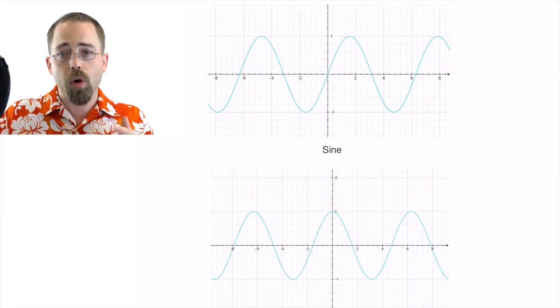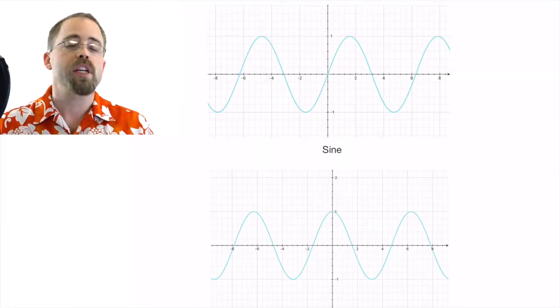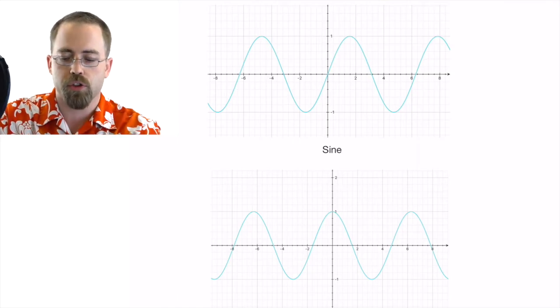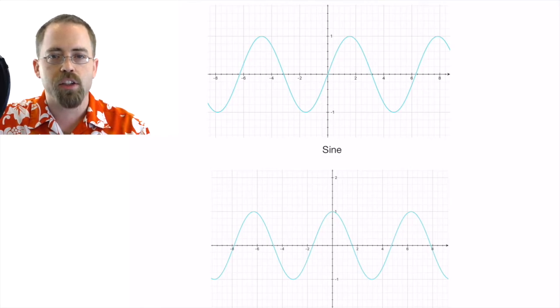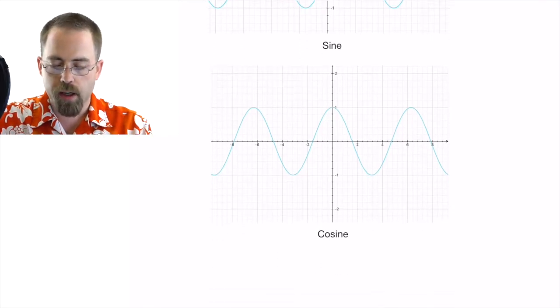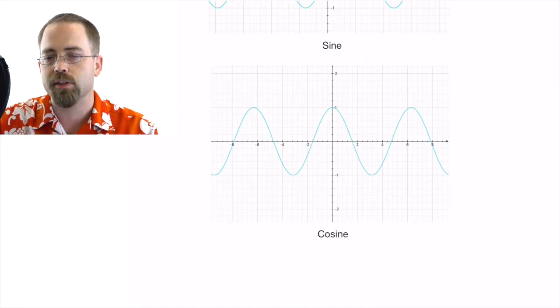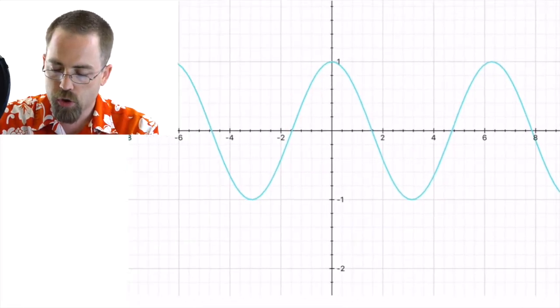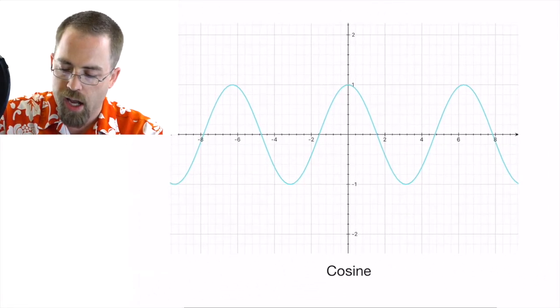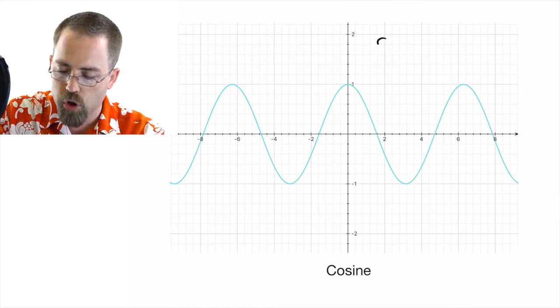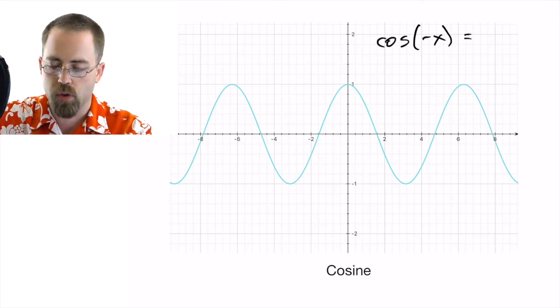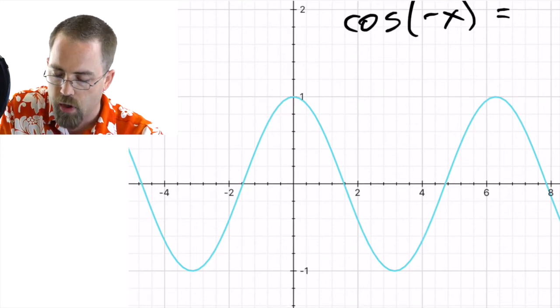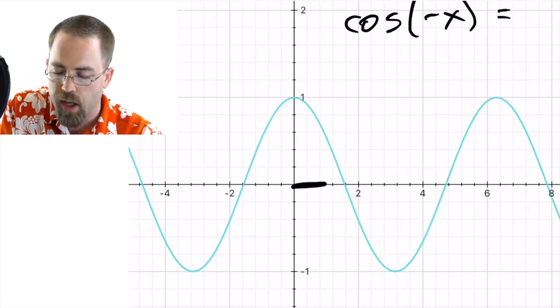So first of all, what we need to talk about is the odd or evenness of the various trig functions. You can see here that I've got the sine and cosine waves, and I think I'm going to start with cosine just because that's easier to work with, easier to see. So if we try to ask the question, what does cosine of negative x equal? What's going to happen if we plug in a negative x? Let's first look and see what happens if we plug in some positive x.